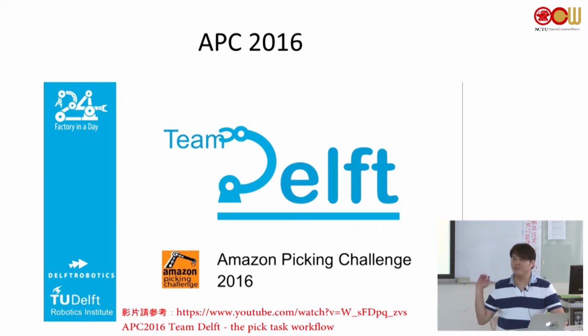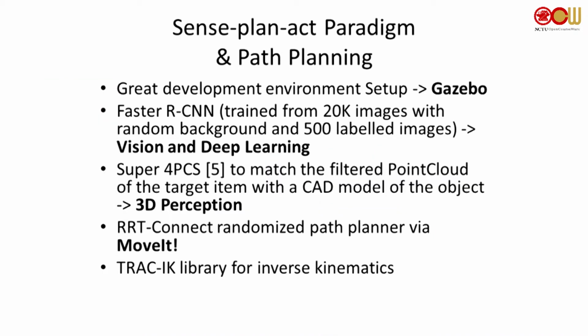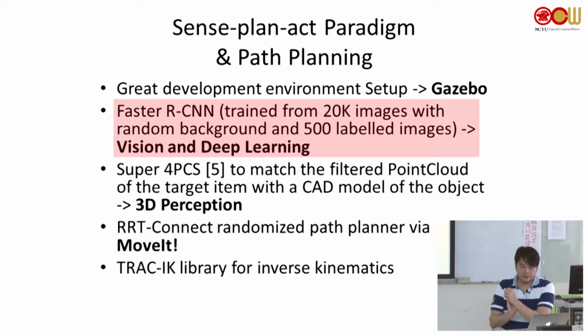Actually, this one used MoveIt. Yeah. There is a great development environment set up by Gazebo. We covered this in the class. They use a Faster R-CNN, and they train it with 20K images, and about 500 labeled images for each class. And we cover those topics in vision and deep learning in our class.